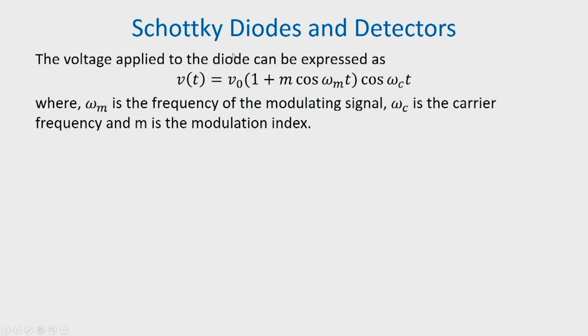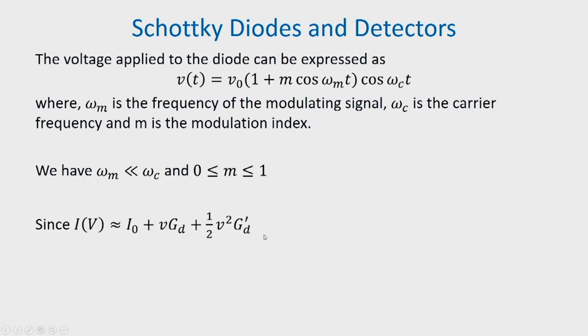Here omega m is the frequency of the modulating signal, omega c is the carrier frequency, and m is the modulation index. We have omega m very small compared to omega c, and also modulation index m is less than 1. Please note that here we are considering a single tone modulation.